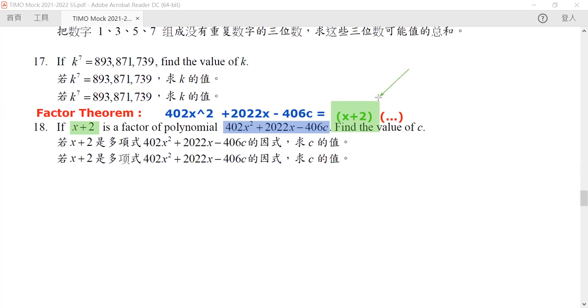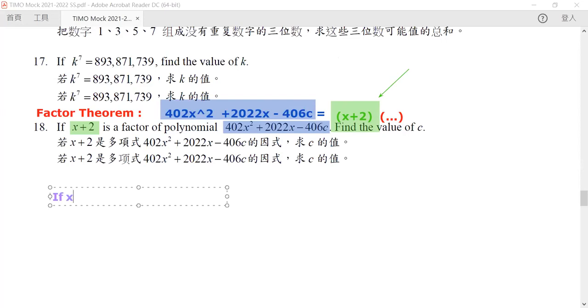If this part becomes 0, then it forces our left-hand side to equal 0 multiplied by something. But no matter what it multiplies, 0 multiplied by anything is still equal to 0. So we have a statement like this.